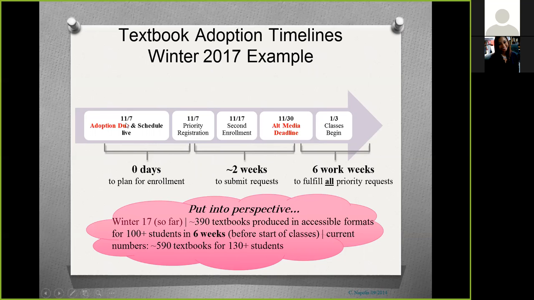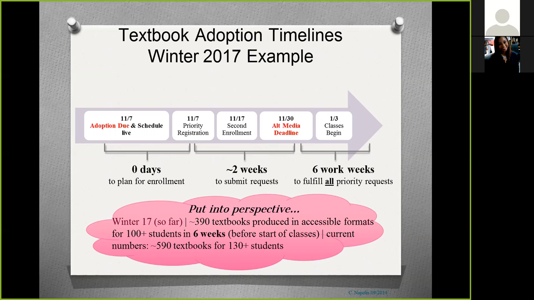So same day, November 7th, priority registration opened. Priority enrollment is an accommodation that all students that require accessible media are granted. Again, we try to give them as much lead time as they need to prepare to get us that information and give us enough time to convert items.